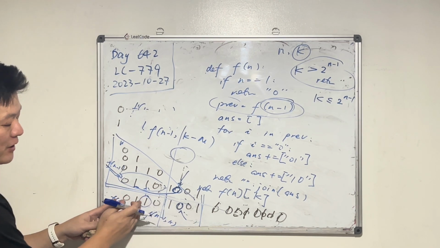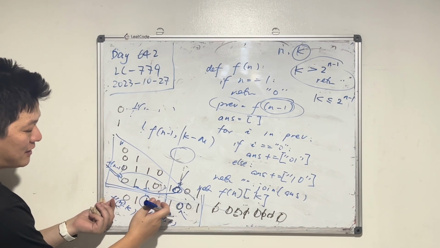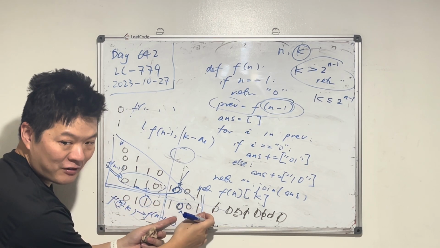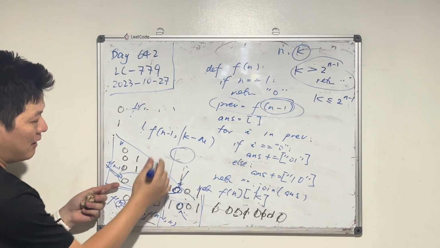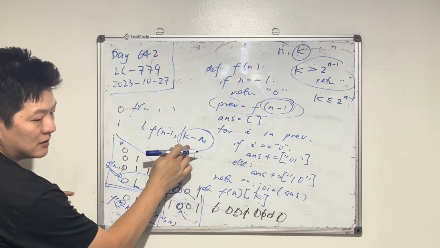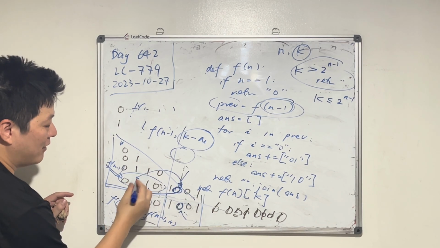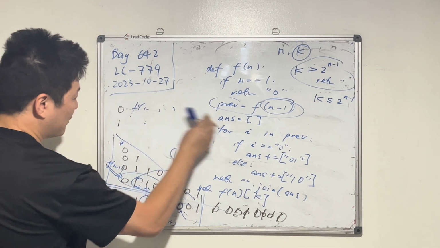If k stays on the first half, then we can simply reduce it to f(n-1, k). If it's on the second half, then we can still map to f(n-1), but we need to map to the first half, but obviously this is inverted. We can write this using recursion as well.